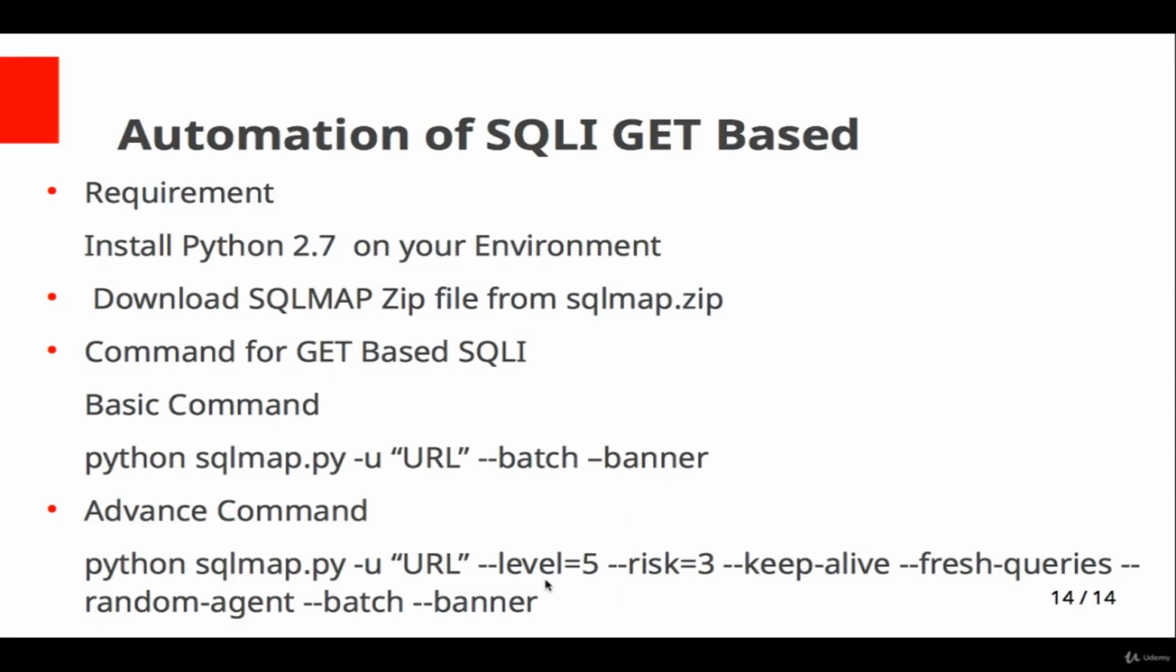In the advanced command, you can give the highest level, that is level 5, and higher risk, that is risk 3. You can give --keep-alive, so the connection won't close, the connection will be live. You can give --fresh-queries. This will make it fire different queries every time. Random agent means it will use a random browser, and --batch for automation, and --banner for banner grabbing.